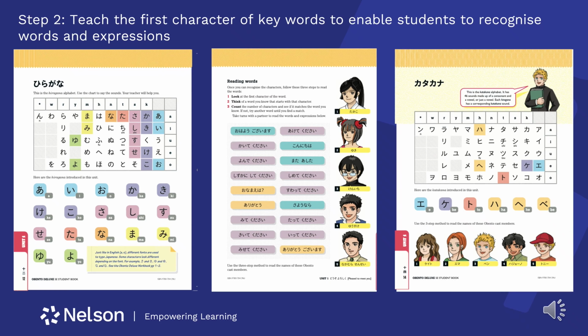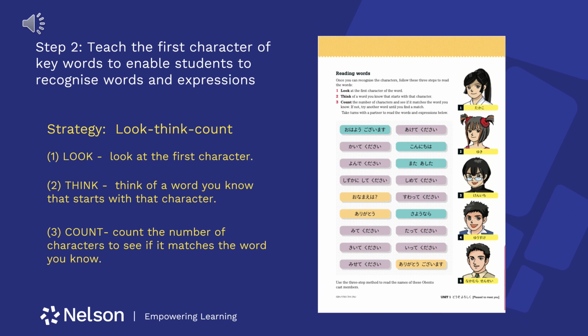Then present the keywords as flashcards or directly from the student book and follow the 3 steps to reading words set out on page 13, which is the middle page on this slide. 1, look at the first character. 2, think of a word you know that starts with that character. 3, count the number of characters to see if it matches the word you know. Keep reminding students of the 3 steps until it becomes automatic for them.